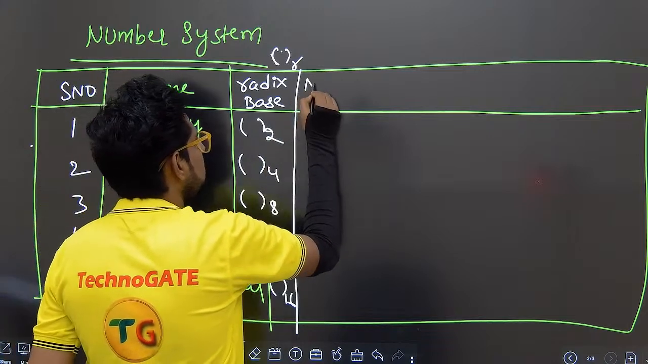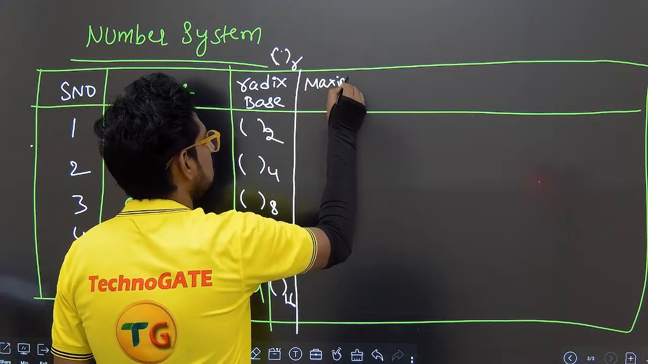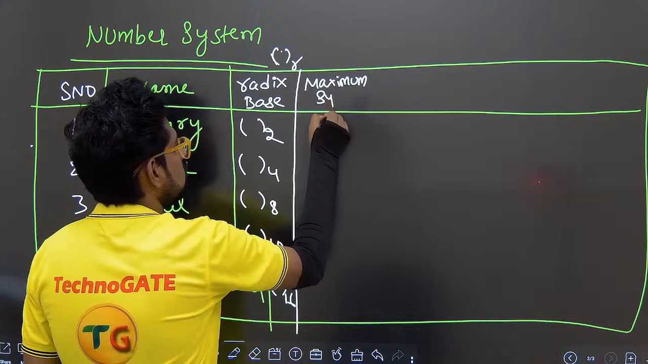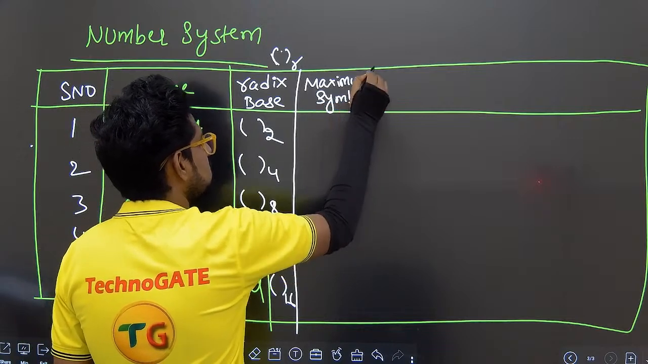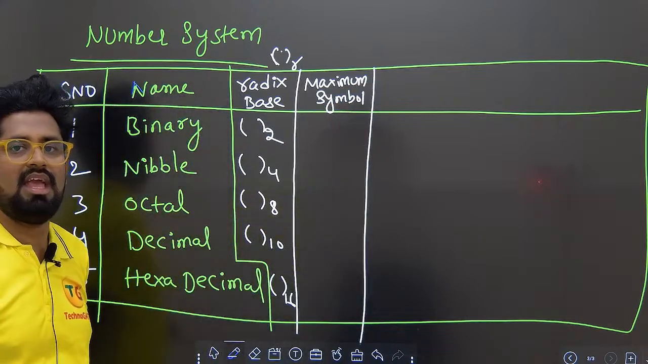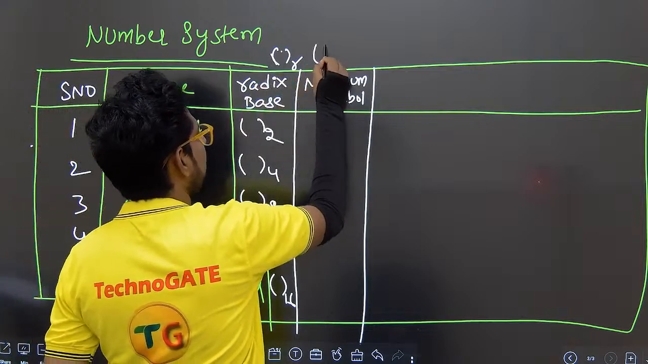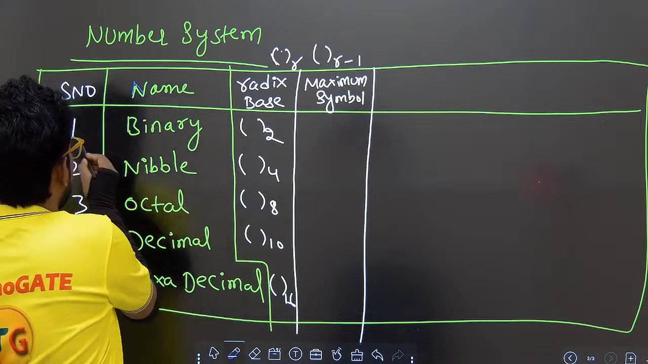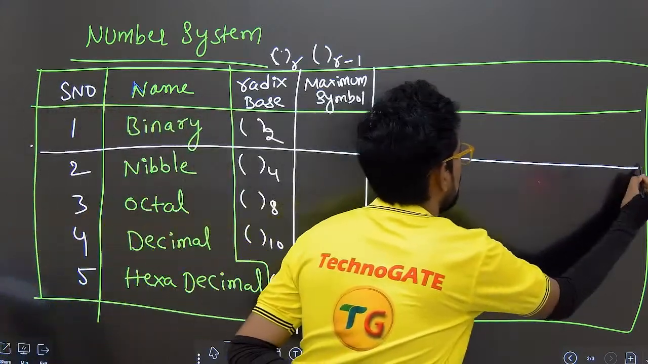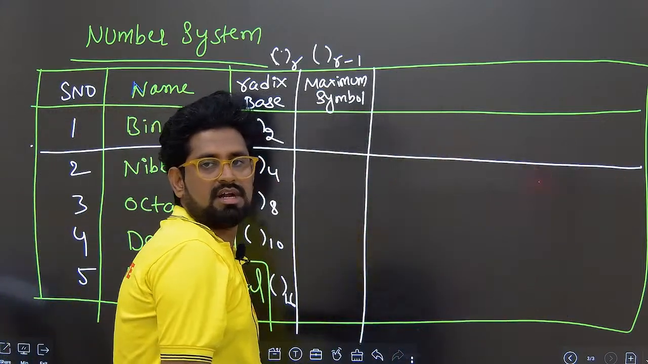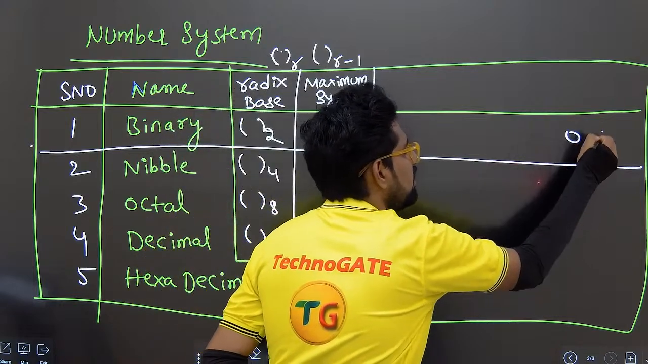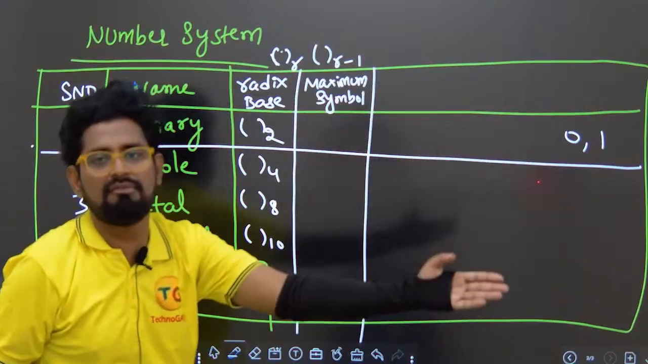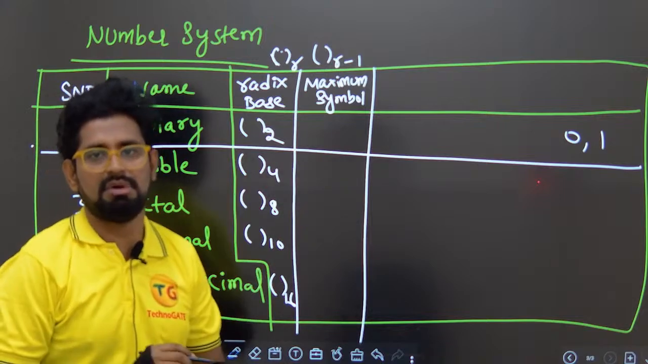Now what is the maximum symbol? So what is meant by maximum symbol? You can observe, if radix is R, the maximum symbol is R minus 1. That means in binary, what are the numbers that we have? 0 and 1. So what is the maximum value? 1 is the maximum value.